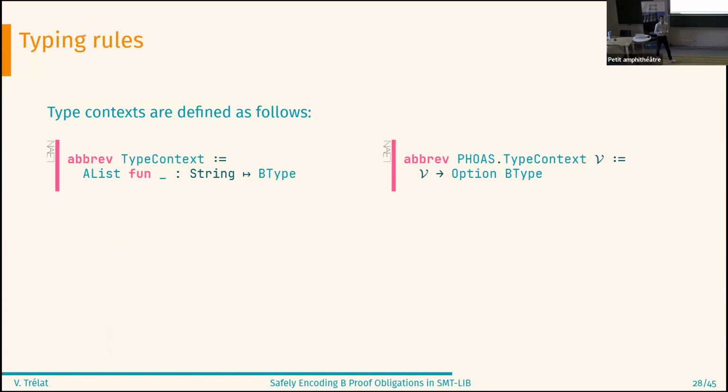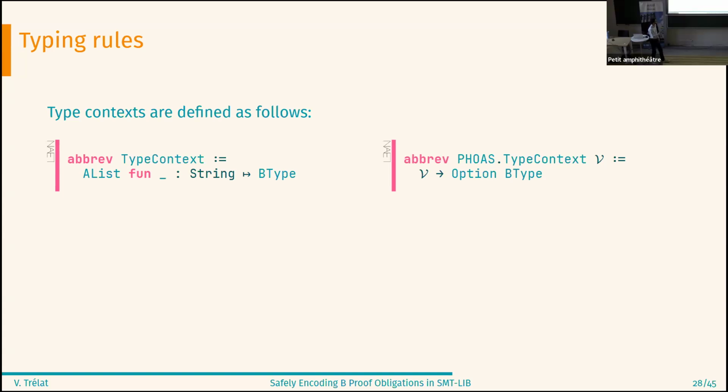Since we have types, we need typing contexts. Again, I have two representations, an abstract one and a concrete one. So the concrete one is meant to be efficient at runtime. So here I chose AList, so it's specific to Lean. The difference between association lists and AList is that I have uniqueness ensured under the keys. So it maps strings to B types.